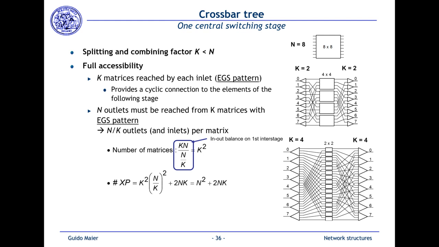When we have k as a splitting factor, and we know that n is the size of the network, we know that we need k square matrices in the central stage, and the size of each matrix is n divided by k. For example, in this case we need four matrices because k is equal to 2, and here we need 16. Okay.